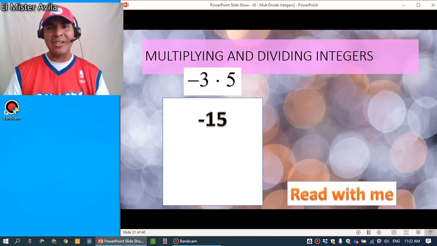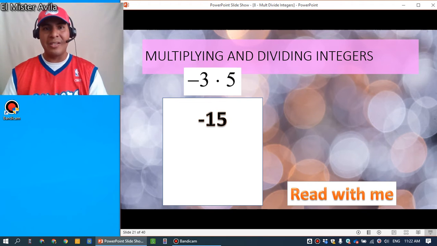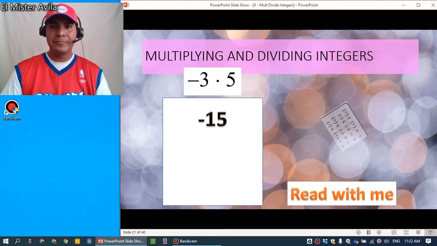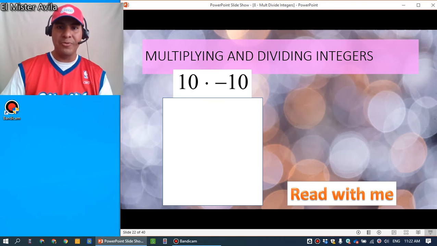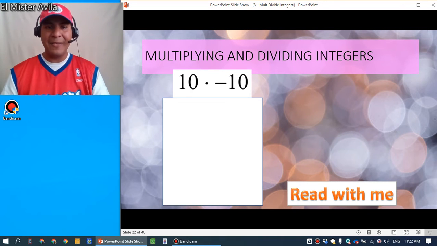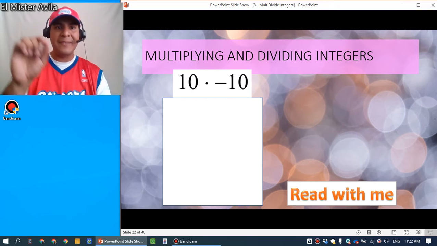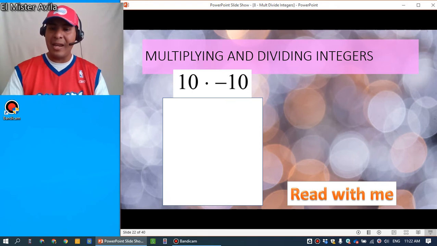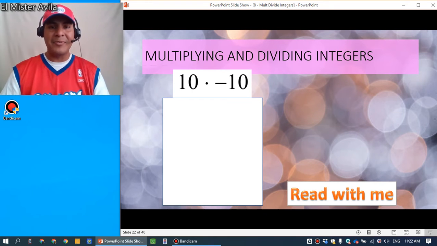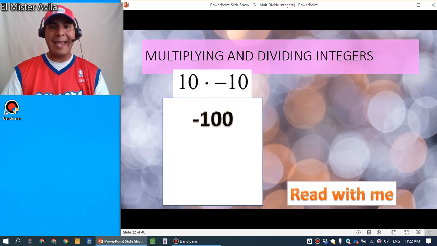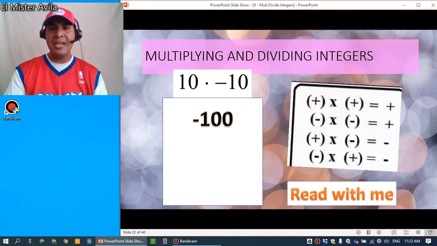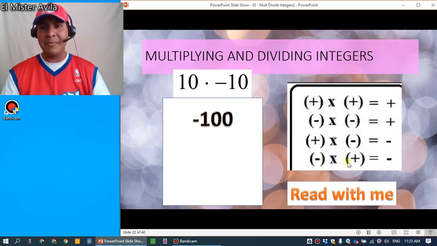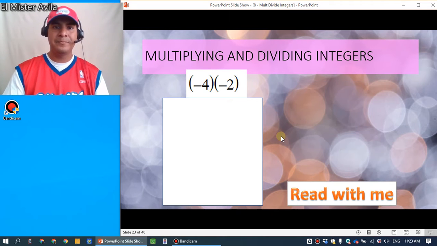Again, the rules for multiplication and division are actually not as difficult as addition and subtraction. And we use those rules. 10 times -10. Positive times a negative, according to the rules, is a negative. And 10 times 10 is 100. So we get -100. Again, we found that because a positive times a negative is a negative always.